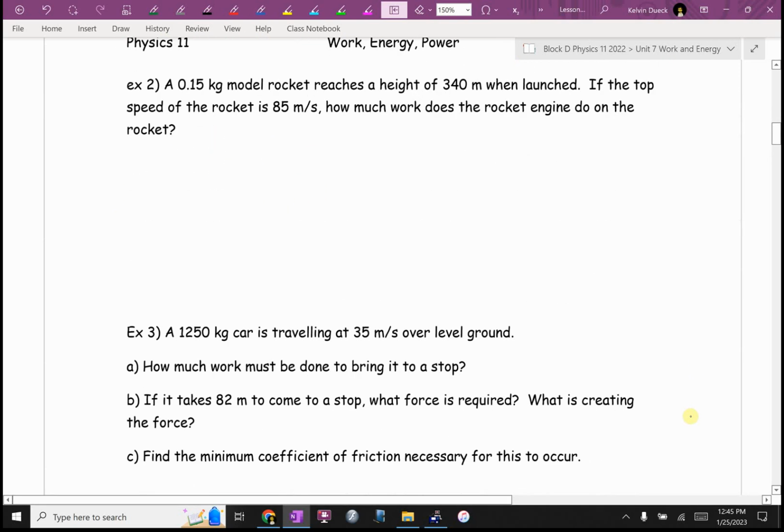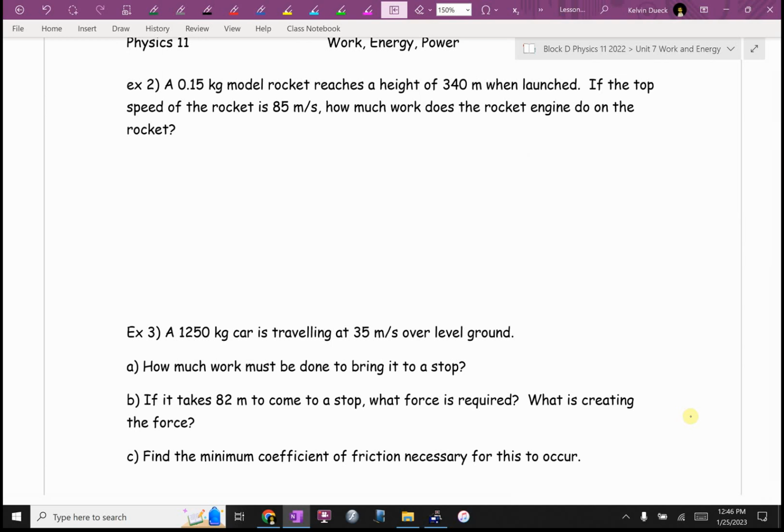Let's do a little rocket science. This is basic rocket science, and then I'll show you the more advanced version. A model rocket reaches a height of 340 meters when launched. The top speed of the rocket is 85. Ooh, Clover, what's this question asked me to find?